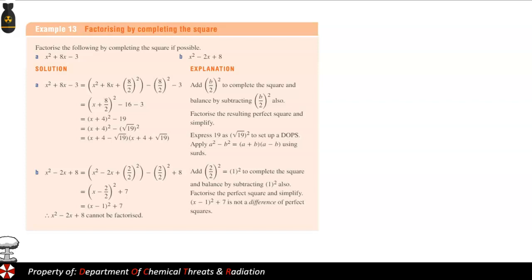Same thing with this one. Completing the square if possible. So we want to check, can we actually do it? In this case, it's not a difference of perfect squares. So we can follow that process. Didn't work. We can't actually factorize any further.